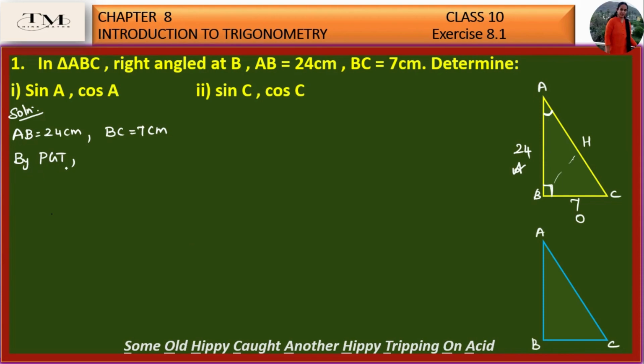So now what is Pythagoras theorem? It is nothing but hypotenuse square. So who is hypotenuse? AC. AC square is equal to sum of the squares of the other two sides, so opposite side and adjacent side. So it is AC square equal to AB square plus BC square. Now what is AB square? AB is 24 square. What is BC square? It is 7 square, and 7 square we know it is 49.